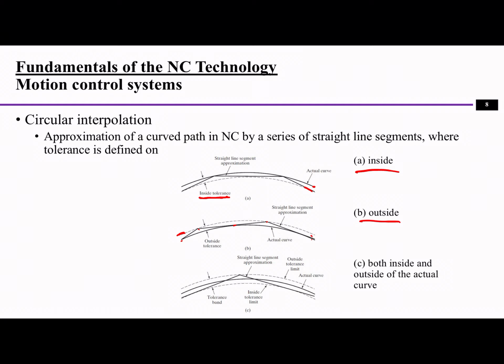The inside and outside tolerances are when we want to keep the tolerance on one side. What about if we have two sides of tolerances? For example, we have a limit for the upper dimension and also a limit for the lower dimension, right? In this case we need to define two tolerances, this tolerance and also this tolerance. We call it a tolerance band. We need to make sure that all the straight lines the machine tool moves along are within this tolerance band. So this also can make the curved shape movement of the machine tool.